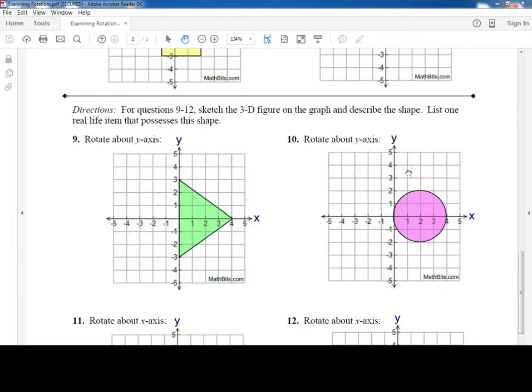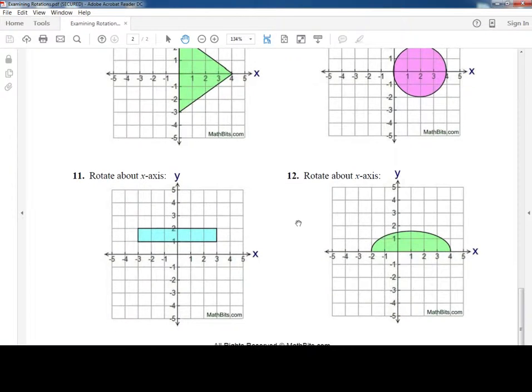What did this create? It was a torus with no hole. So like a jelly filled donut. That's what it reminds me of. This was like a pipe. It's like an empty cylinder. And then 12 was an egg. And then this one, I said it was a watermelon.